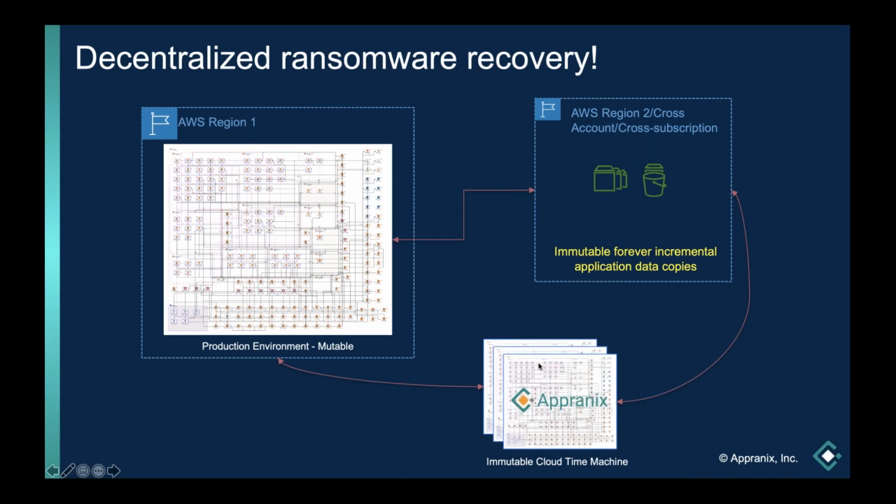Now you employ an Appranix service. It creates an immutable cloud time machine, but it captures all the metadata only. We don't take your data. Taking your data to another cloud is a waste of time. Your RPO sucks, RTO is really bad, which means that your recoveries are bad, all of that. So we recognize that, and that is not our architecture. Your data stays wherever it is, but it's moved within the AWS account.